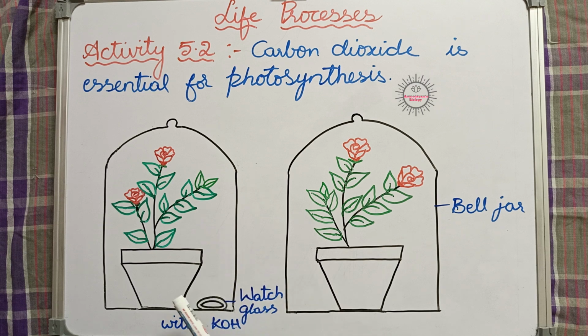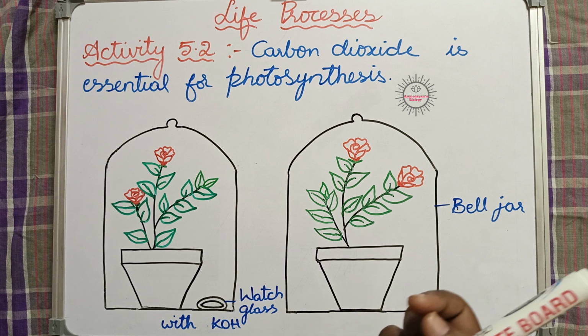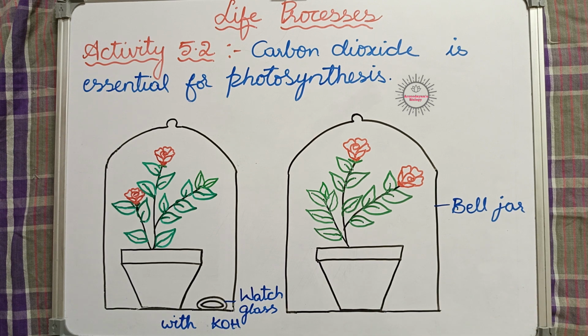After 3 days we have to take these two healthy potted plants and put them on glass plates. Then we have to take a watch glass and add some KOH solution to it. KOH solution is potassium hydroxide solution. If solution is not available to us, we can take KOH pellets also, which are available in solid form. So we take a watch glass, put some KOH solution or KOH pellets in it, and put this watch glass near one of the healthy potted plants.